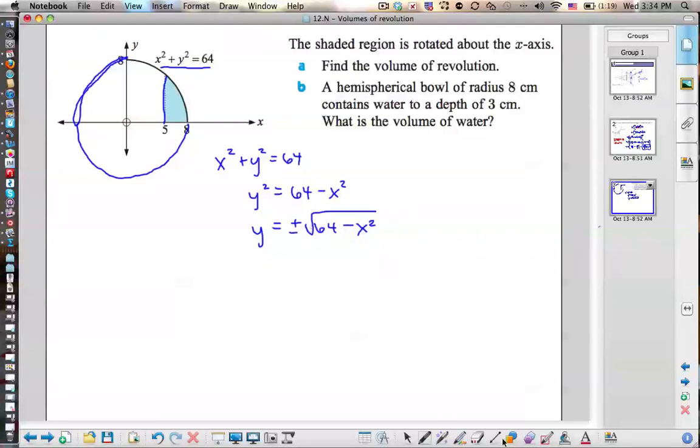We'll get rid of that minus there. So we'll take the pi, because it's a circle we're doing. We want to rotate it, so it's going to be basically a bowl. And if we did the whole thing, it'd be like a ball, a sphere. So from 5 to 8, and this function right here is this piece with the positive.